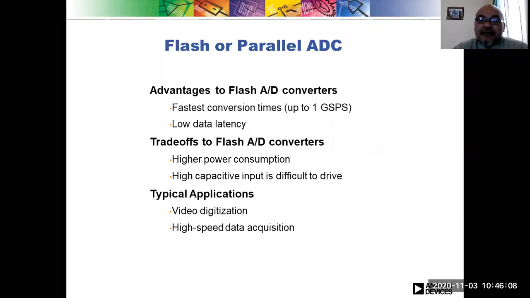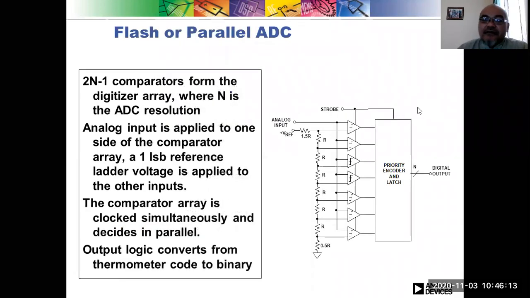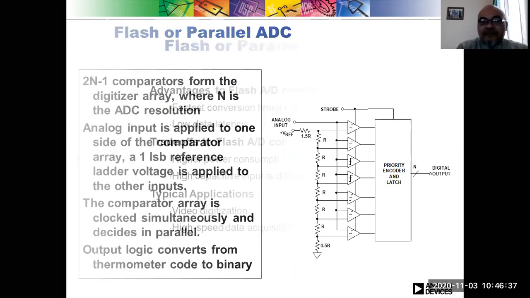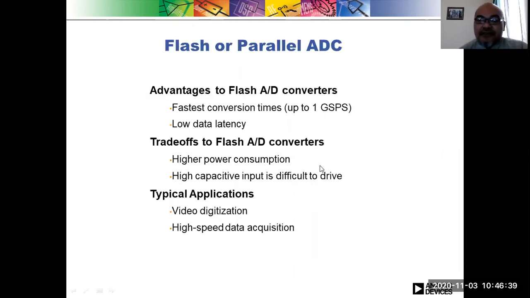The trade-off, however, is that it requires higher power consumption because you require so many comparators clocked at the same time. Each of the comparators will work at the same time. The more resolution you want, the more comparators, then the higher power you will require for your flash or parallel ADC compared to, for example, a SAR, which requires only a single comparator. High capacitive input is difficult to drive.